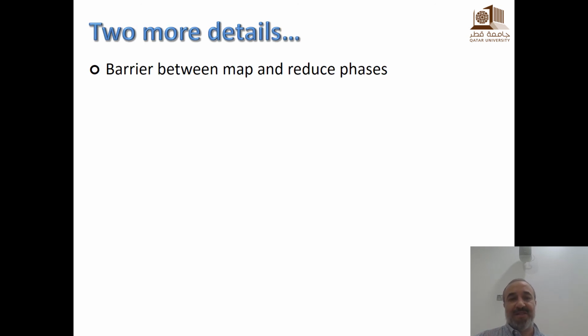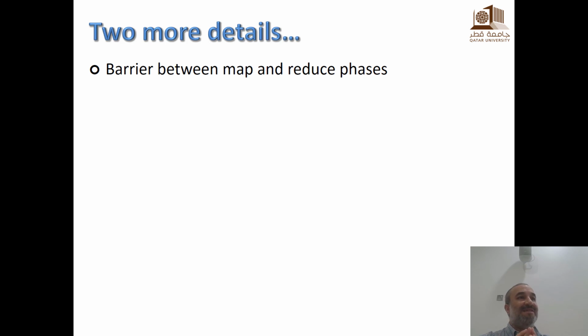Now, two more details. There is a barrier between the map and the reduce phases. What does that mean? If you remember the word barrier, it means that we have to do some synchronization. We have to wait. We have to align time between different workers. So there is a barrier between map and reduce phases. That means that we have to wait for all mappers to finish before we can start the reduce phase.